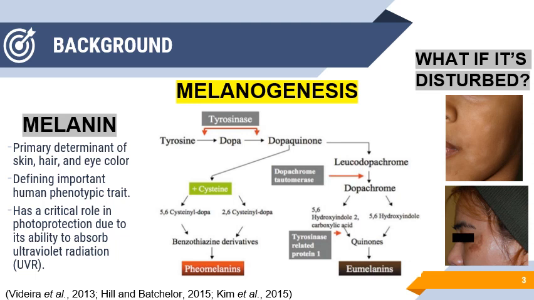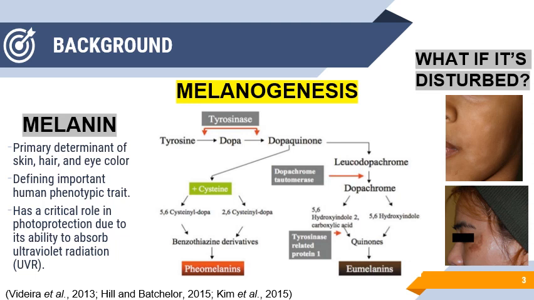In eumelanogenesis, dopaquinone undergoes cyclization and oxidation reactions to form dopachrome. 5,6-dihydroxyindole and 5,6-dihydroxyindole 2-carboxylic acid, or DHICA, are then generated and polymerized to give eumelanins. And during pheomelanogenesis, dopaquinone is attacked by the nucleophilic thiol group of glutathione or cysteine, leading to the formation of 1,4-benzothiazinylalanine and polymerization of the monomeric units to form pheomelanins.